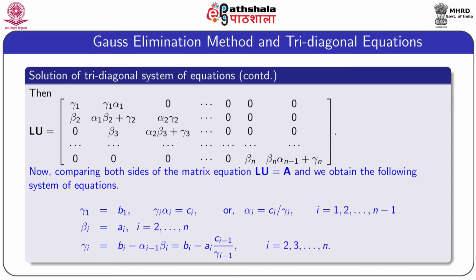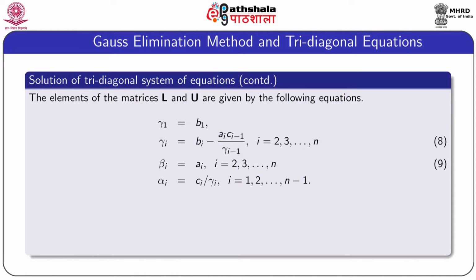Note that to calculate the value of gamma i, we need the value of gamma i minus 1. So the values of gamma are calculated starting from gamma 1, then gamma 2 and up to gamma n. Now the elements of the matrices L and U are given by the following equations: gamma 1 equal to b1, gamma i equal to bi minus ai ci minus 1 divided by gamma i minus 1, where i equal to 2 to n, beta i equal to ai, where i equal to 2 to n, alpha i equal to ci by gamma i, where i equal to 1 to n minus 1.